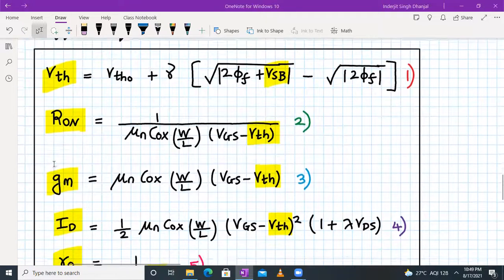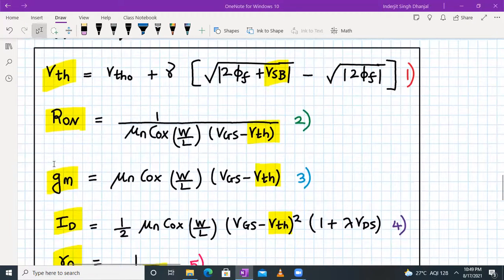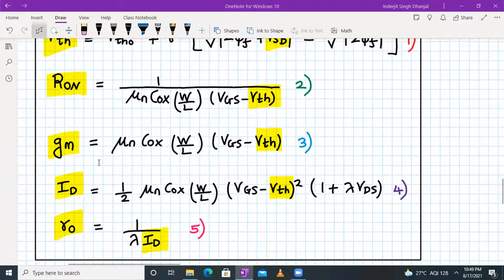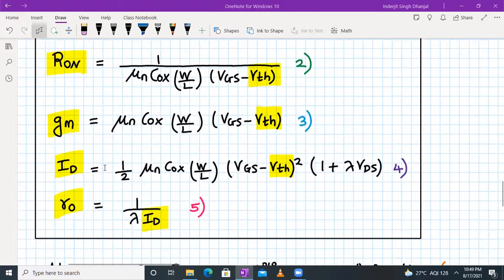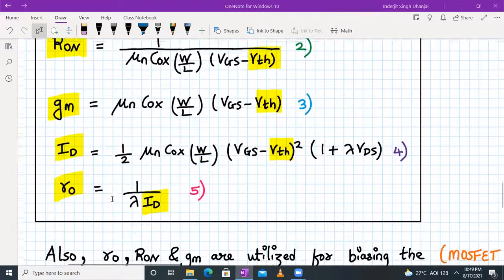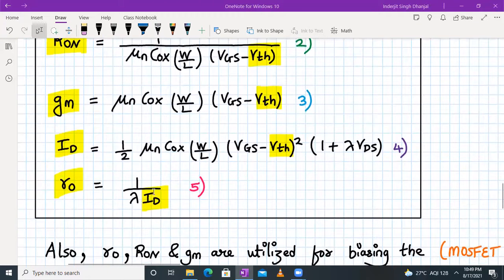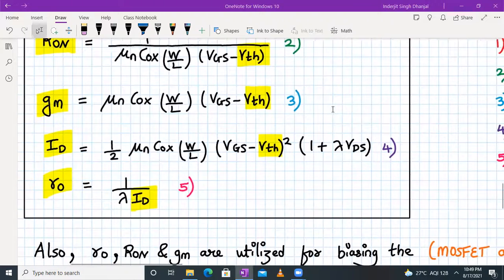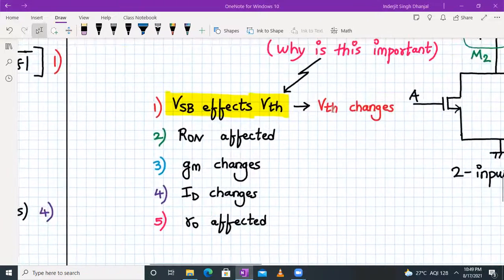And next, see the formula of RON. In RON also, we have a VTH term. So RON also gets affected. In the GM expression also, there is a VTH term. Since VTH is changing, GM will change. And whenever VTH is changing, my drain current will also change. So ID changes. And if my ID changes, my RO will also change. So as you can see, it has an effect on most of the parameters of a MOSFET.